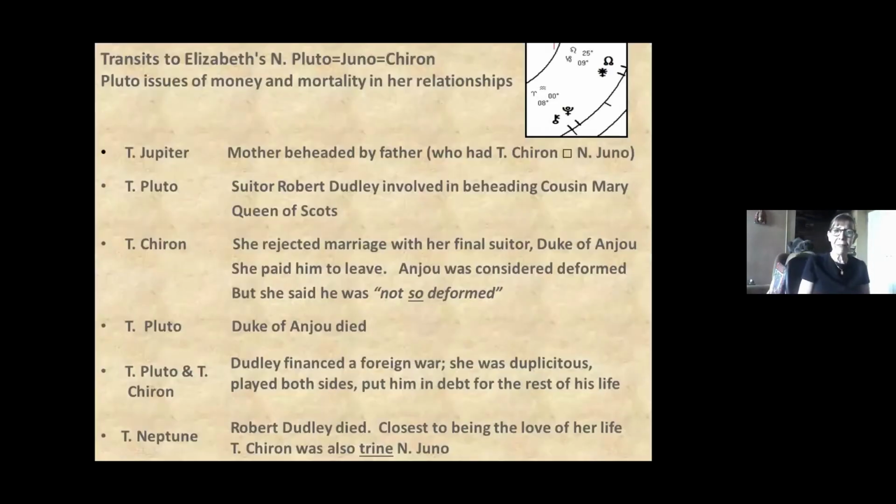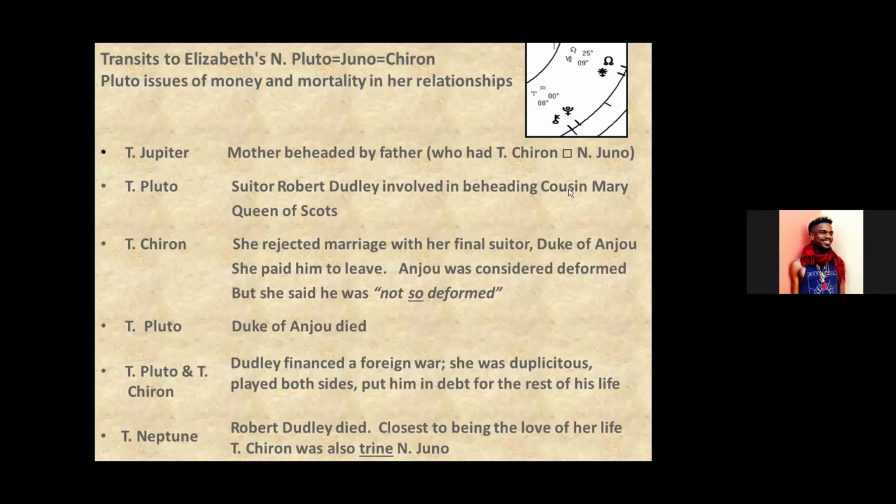So this is what happened each and every time that symbolism was triggered off by, in this case, we're just going to be doing transits. When Jupiter triggered it, her mother was beheaded by her father. Her father was King Henry VIII, who beheaded Anne Boleyn. He had Chiron to Juno. She had transiting Jupiter triggering her Chiron Juno. She had one very important boyfriend, Robert Dudley, and I don't know if we're going to be talking about him anymore today. But at any rate, when transiting Pluto triggered her Juno Chiron symbolism, he was involved in beheading her cousin Mary.